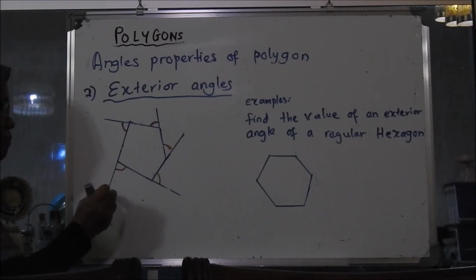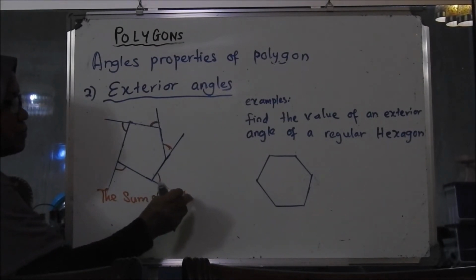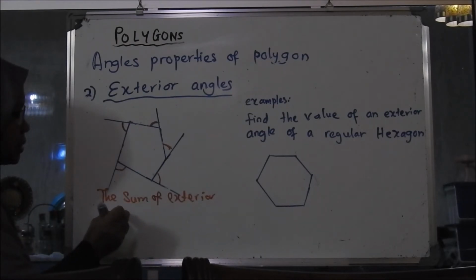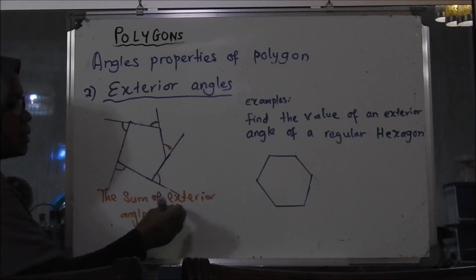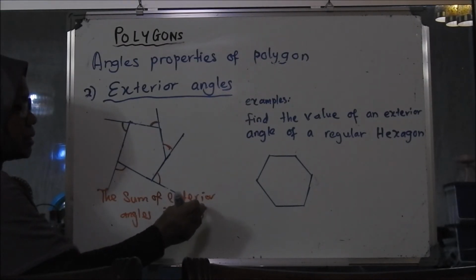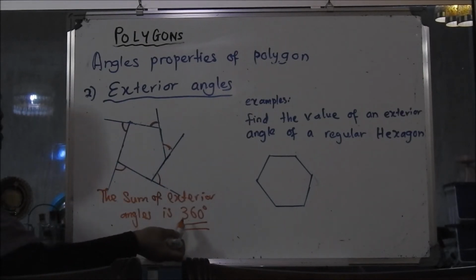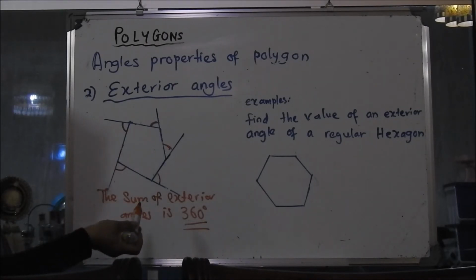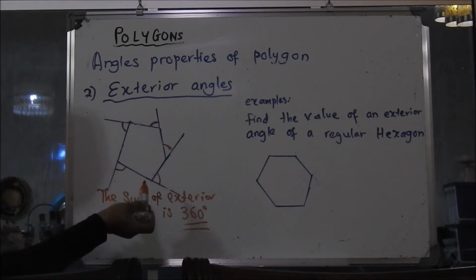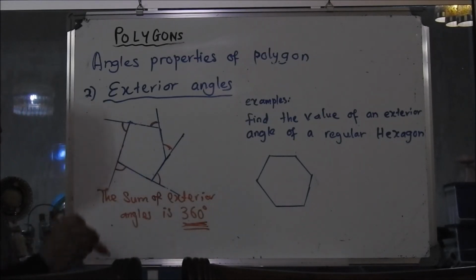The sum of exterior angles of polygon is 360 degrees. This is only the value. Whatever the polygon is, the sum is 360. Either nonagon, pentagon, octagon, or decagon, any polygon, the sum of exterior angles is the same, 360 degrees. No formula for this one.